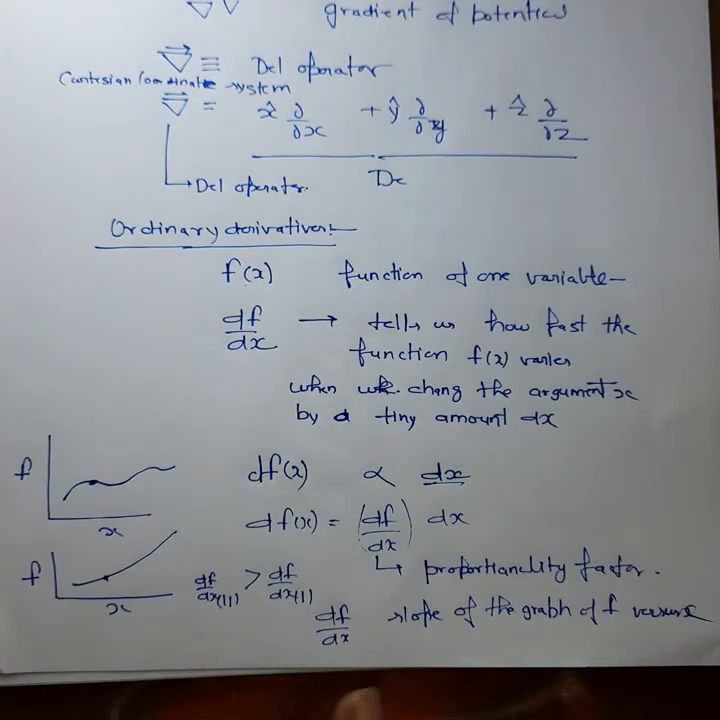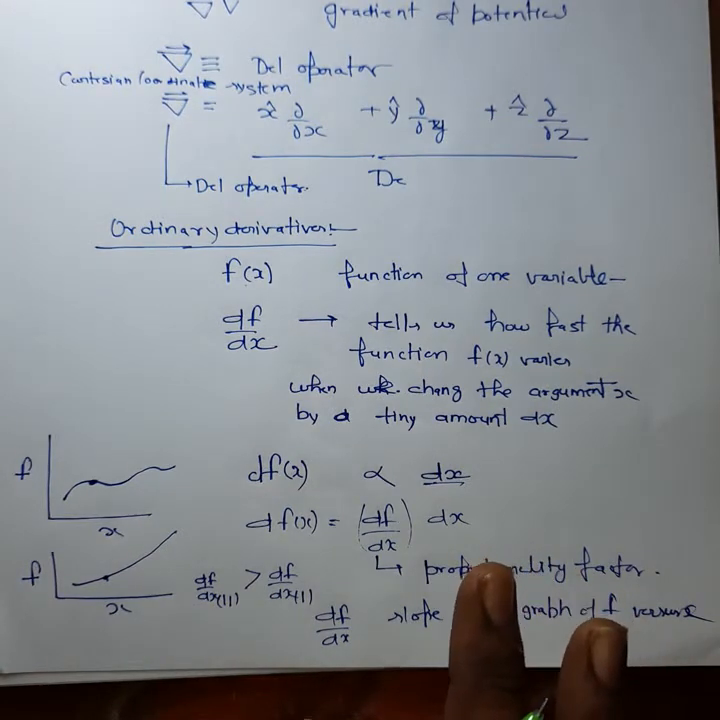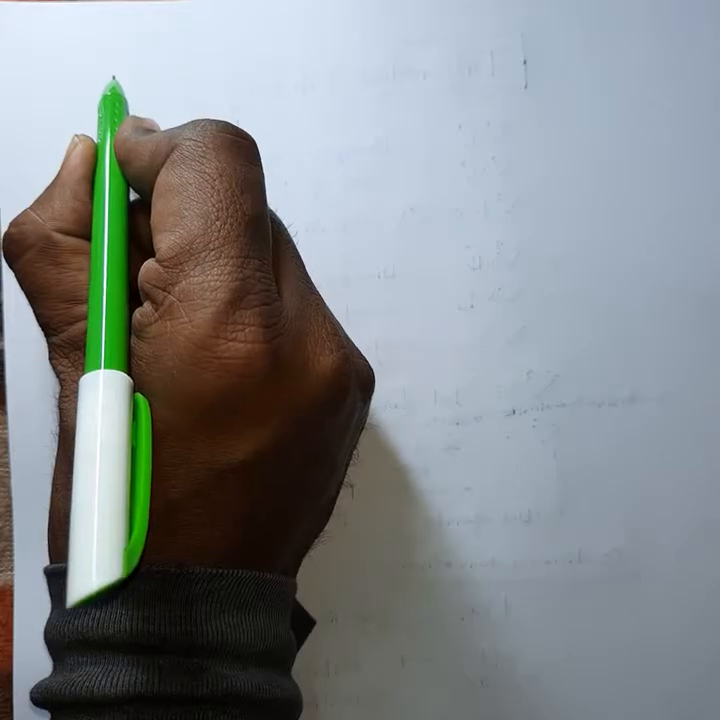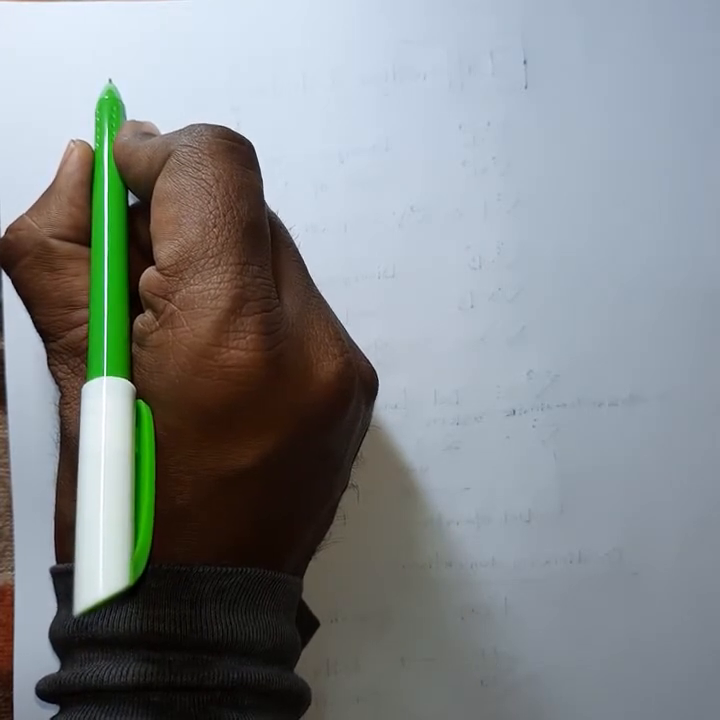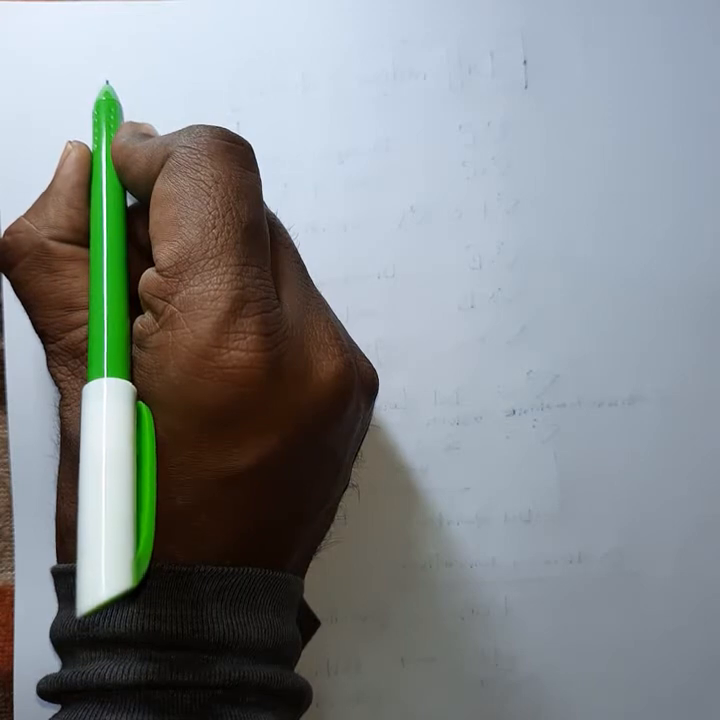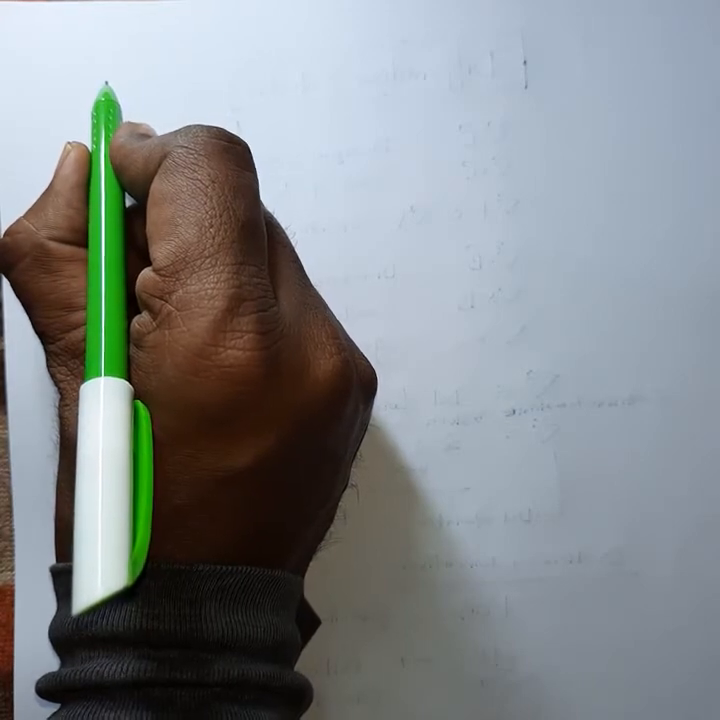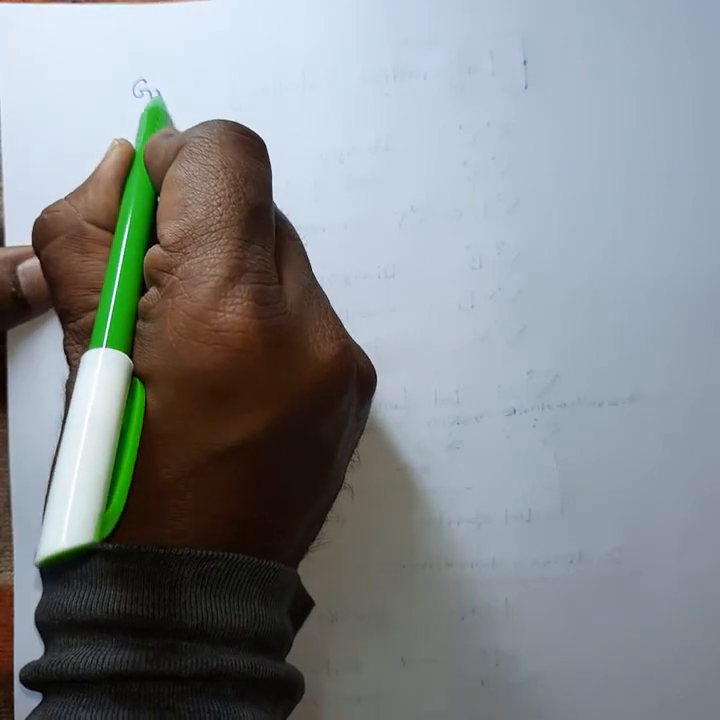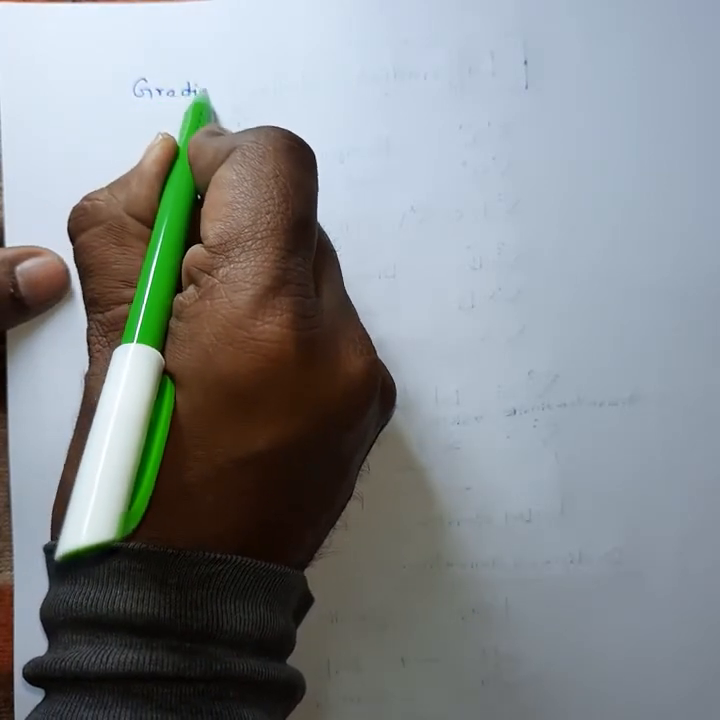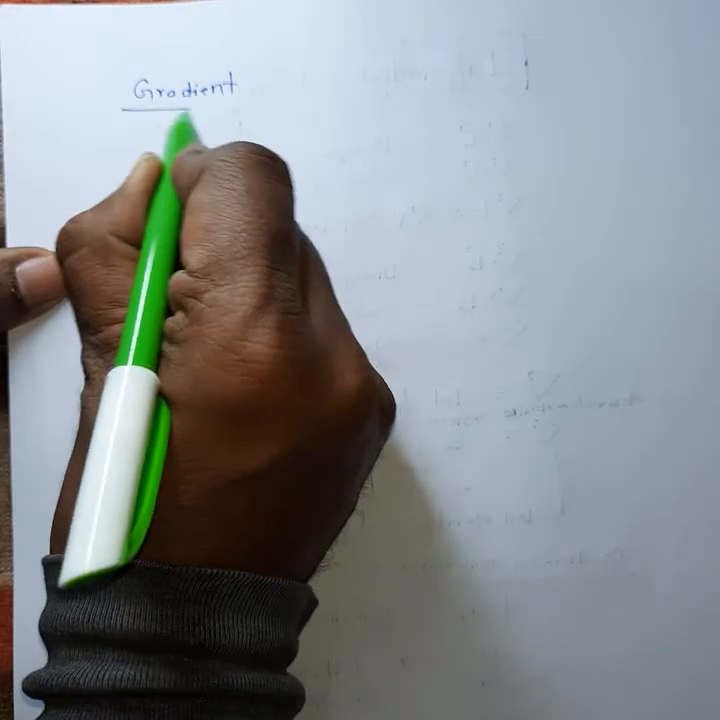So I think ordinary derivatives must be clear to you. So far we have discussed the function of one variable, and we have discussed the ordinary derivatives. Now let's discuss the gradient. What is the gradient?